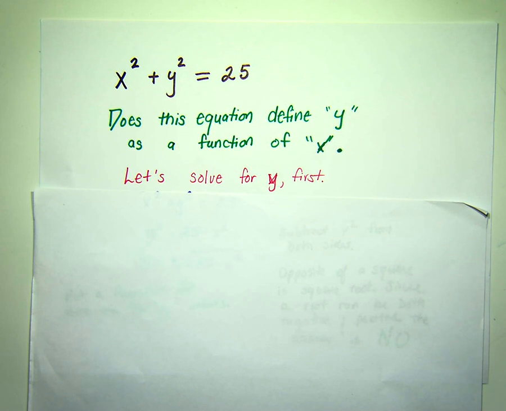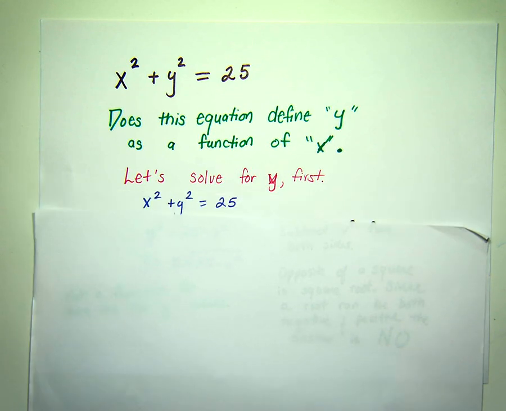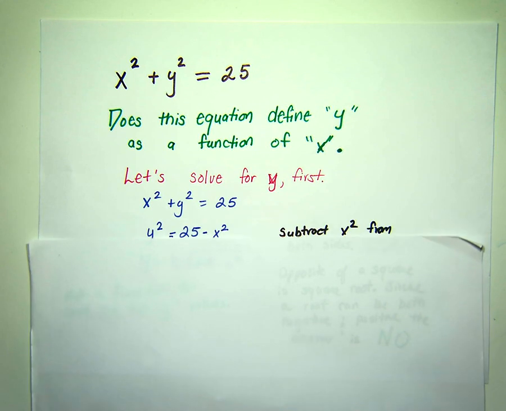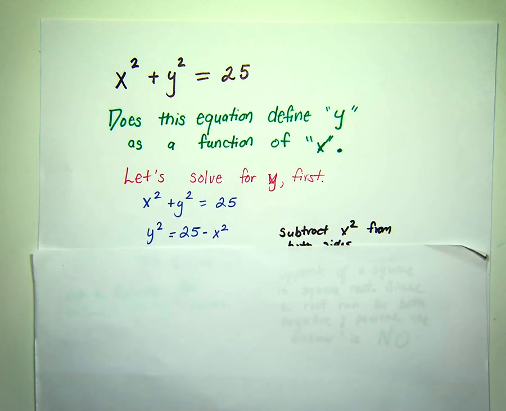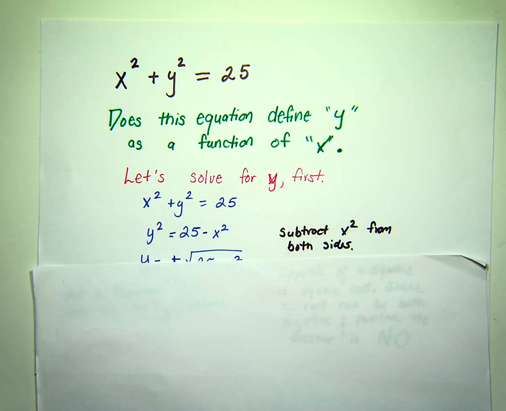So as previously stated, let's try to answer this question: does this equation define y as a function of x? First, we're going to solve for y. So I rewrote the equation. Notice how on this step we have y isolated. So now we have y squared equals 25 minus x squared. What I did there was subtract x squared from both sides.